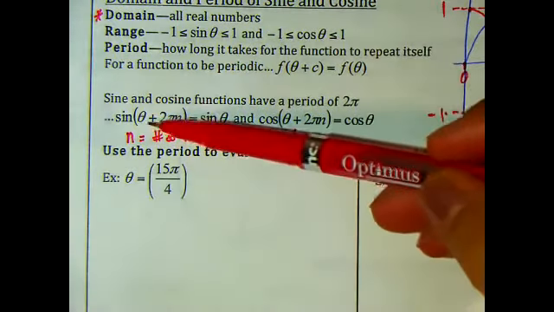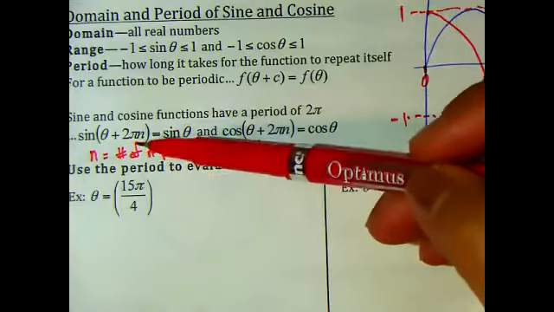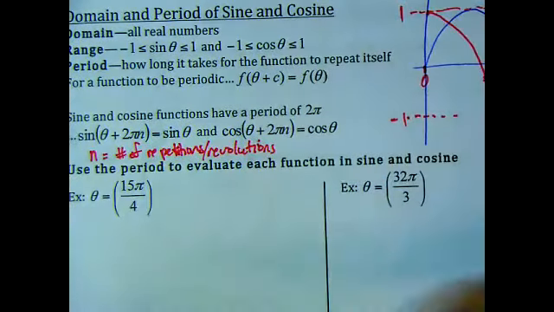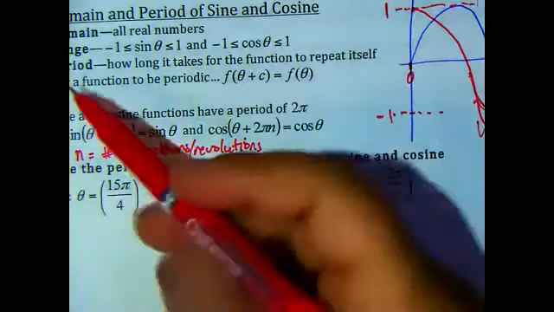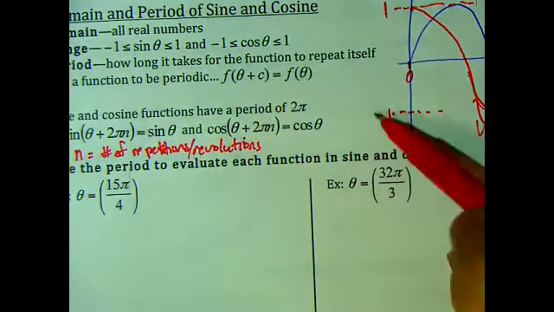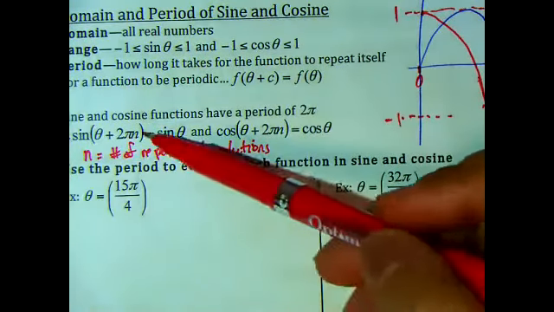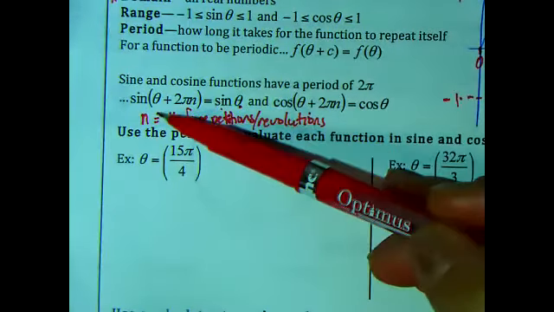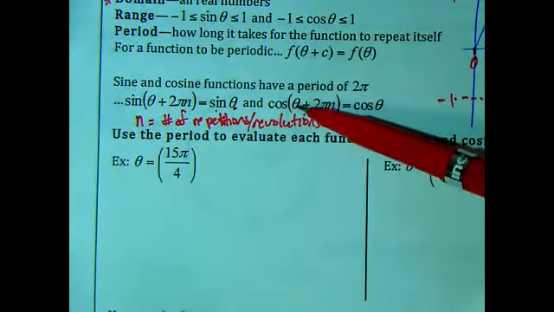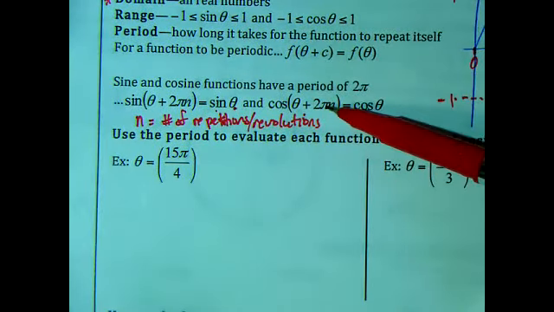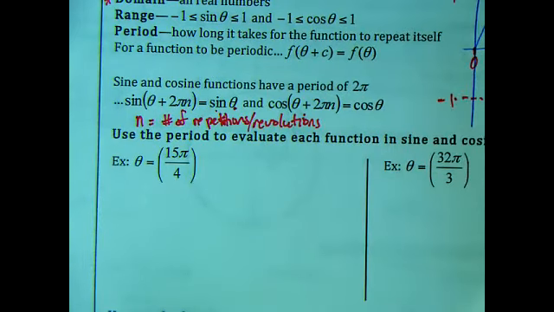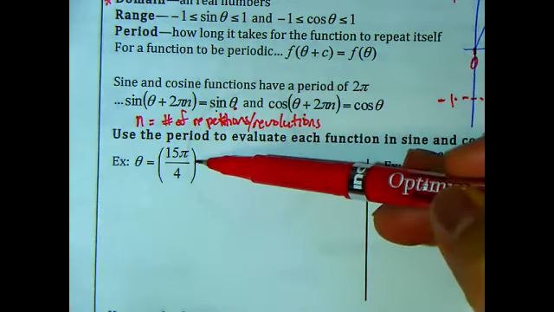If I take theta and add 2 pi n, so let's say I have 10 repeats, like 1, 2, 3, 4, 5, and so on, however many 2 pi's I want, it doesn't matter. It's still going to equal sine of theta, the original angle. The same thing with cosine: if I take cosine theta and add however many 2 pi's I want, it's still going to equal cosine of theta.